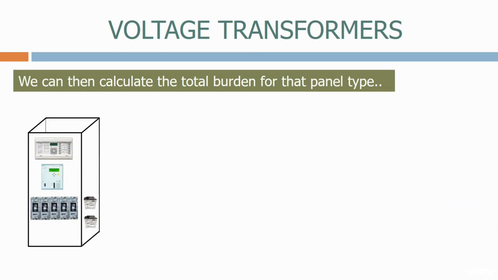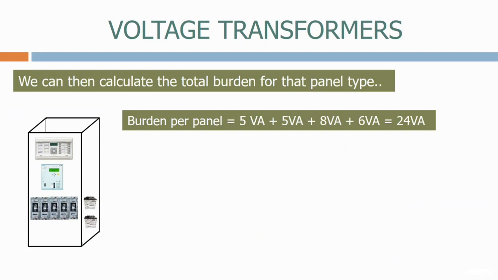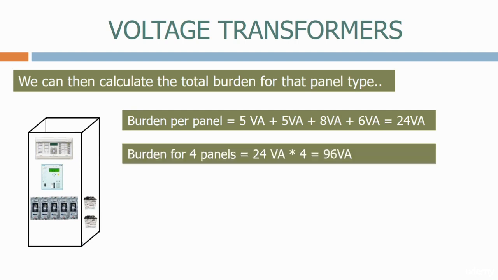We can then calculate the total burden for that panel type. From the previous slide, burden per panel equals 5 VA plus 5 VA plus 8 VA plus 6 VA equals a total of 24 VA per panel. The burden for 4 panels is 24 VA multiplied by 4 equals 96 VA.